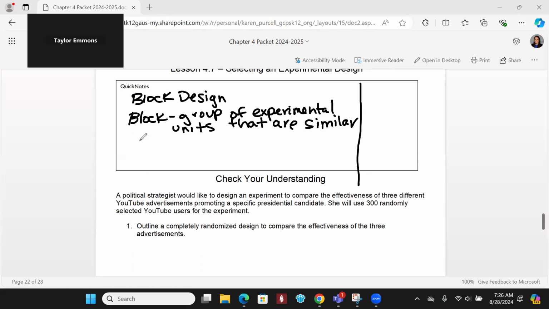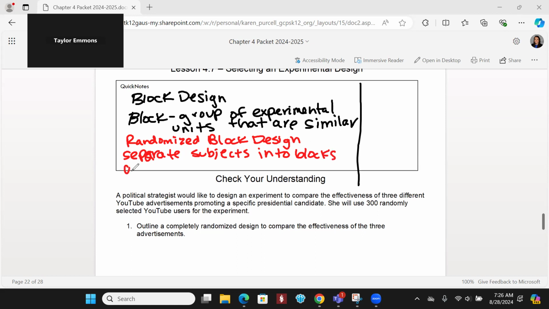A randomized block design, we're going to separate subjects into blocks and randomly assign treatments within the block. So an example of this was the juniors versus seniors, and then giving the treatments out from there.